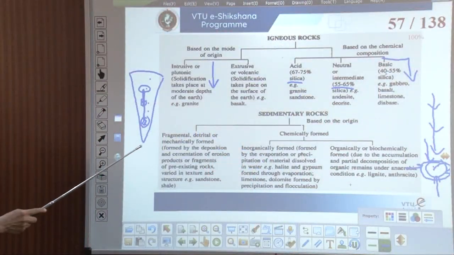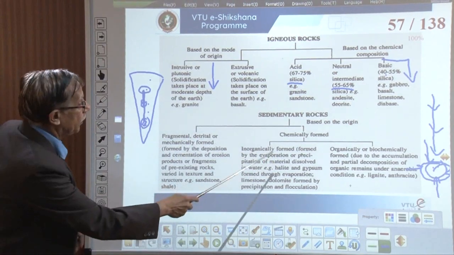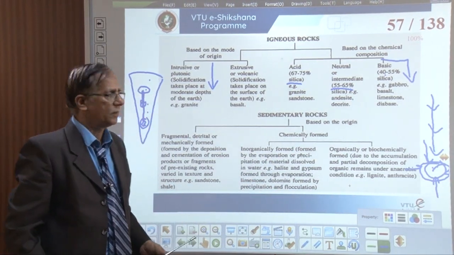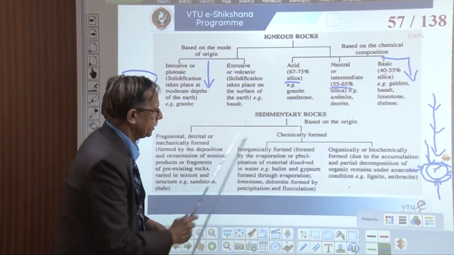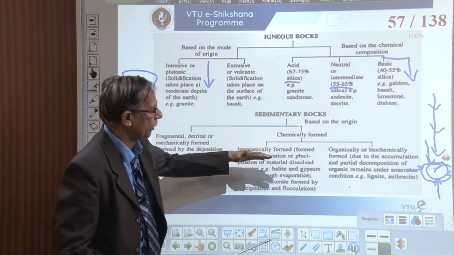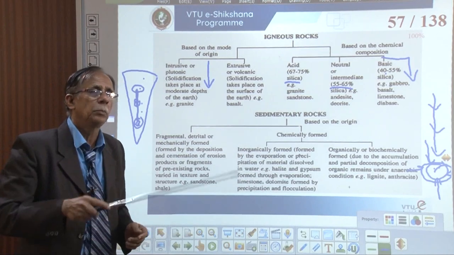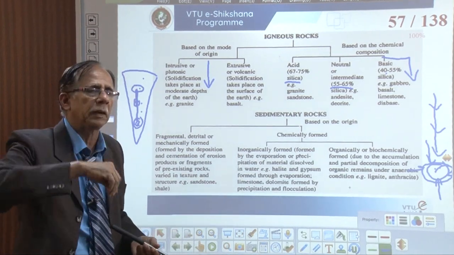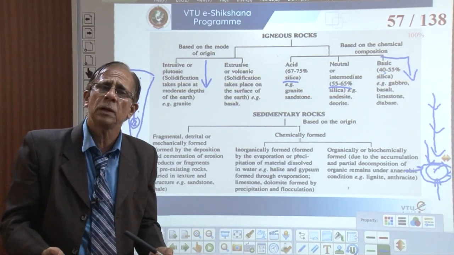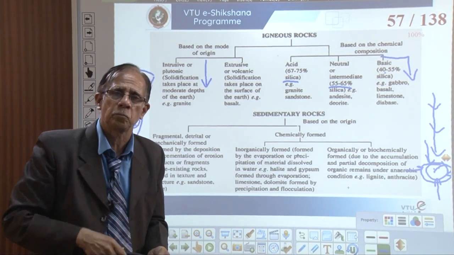Friends, we are discussing the classification of rock broadly, and we are discussing the sedimentary rocks, how they are classified into the clastic, chemically formed, organically formed. Just now we have mentioned how chemical sedimentary rocks are formed. I was giving the example of a bowl of water, salt, evaporation, salt accumulation. A similar process also operates in nature.